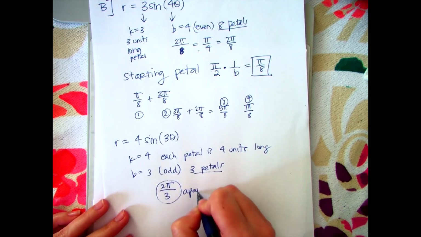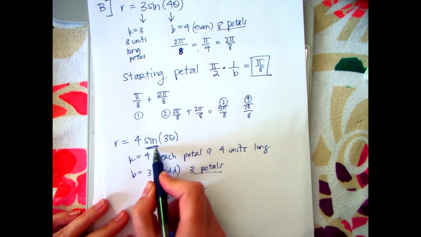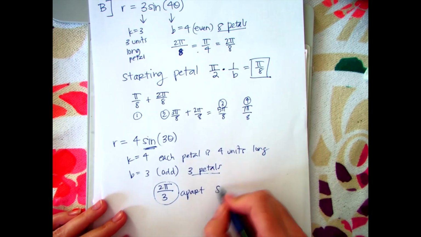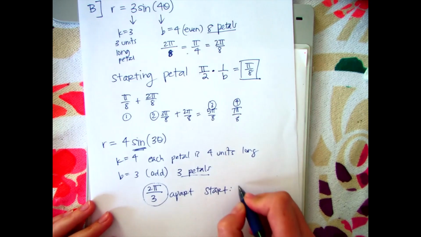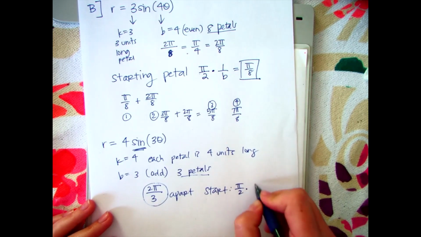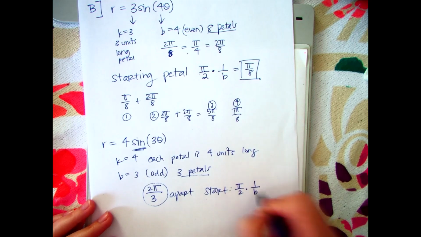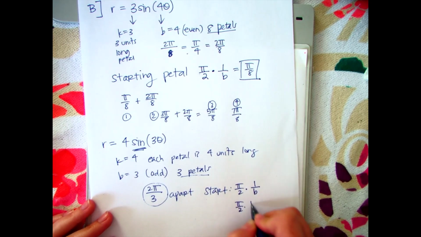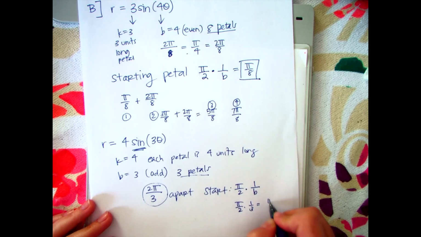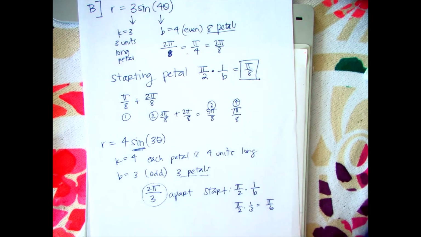But because this is a sine function, I have to figure out where we start. We're starting at pi over 2 times 1 over b. So pi over 2 times 1 over 3. So we're starting at pi over 6. So we start at pi over 6.